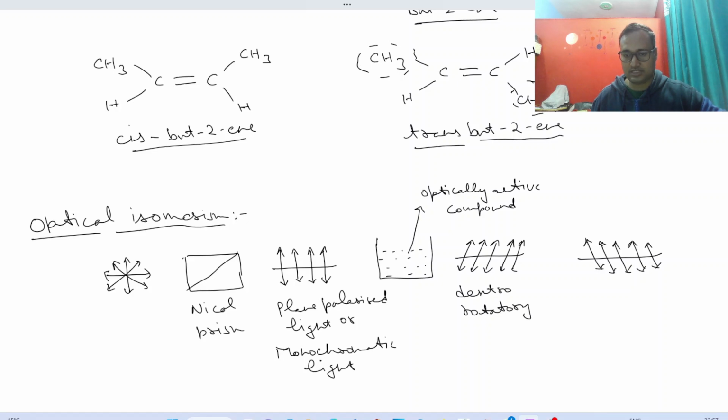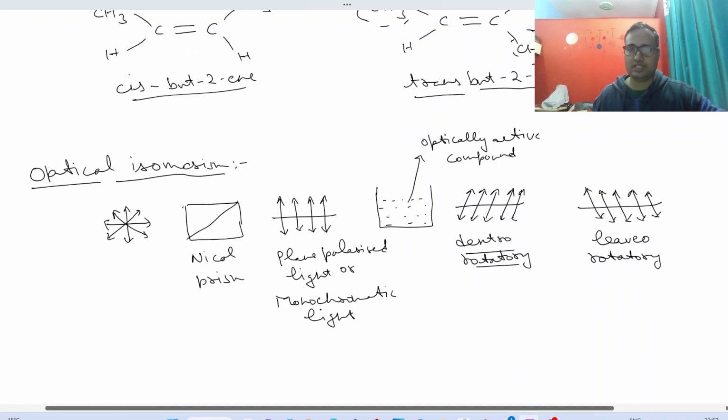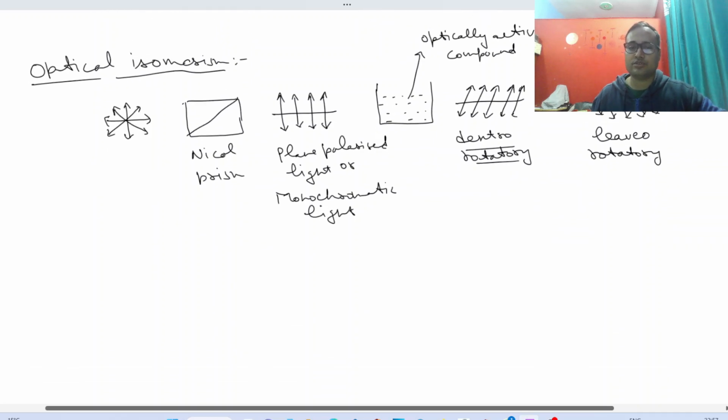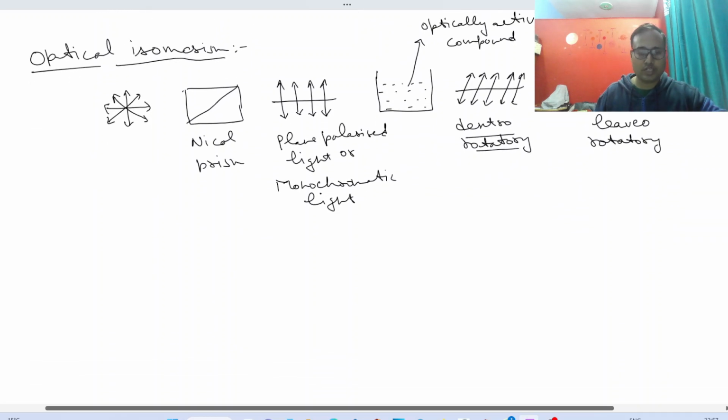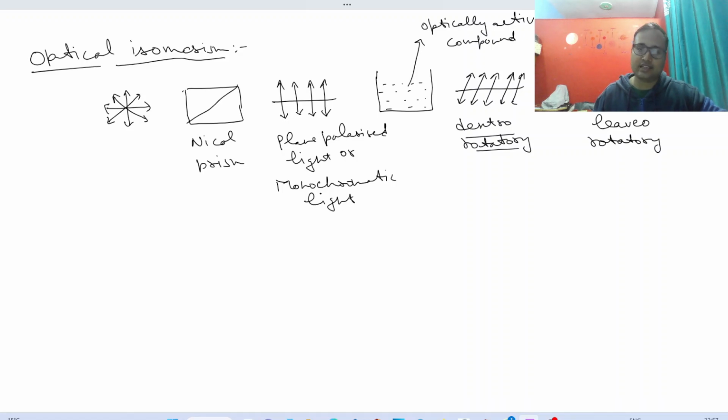Dextro means towards right, and if it rotates the plane of this monochromatic light or plane polarized light towards left, we call it levorotatory. Levo means towards left. So what all compounds will be optically active? For a molecule to be optically active, it must have at least one chiral carbon in it.